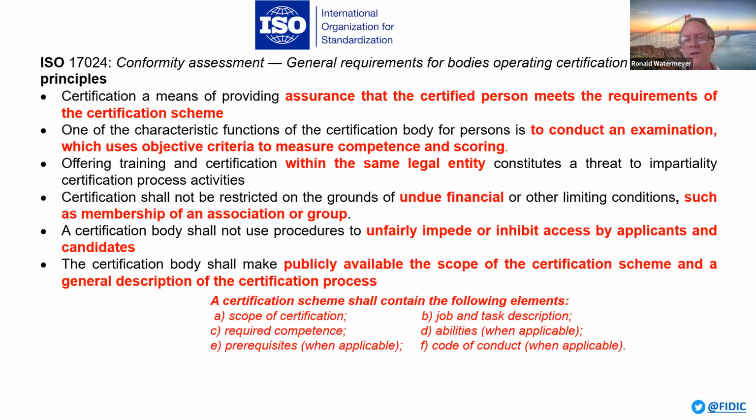Certification shall not be restricted on the grounds of undue financial or other limiting conditions or membership of an association or group. The certification body does not use procedures to unfairly inhibit or provide access by participants, applicants, and candidates. So it's not an elite old boys club. And the certification body shall make publicly available the scope of the certification scheme and a general description of the certification process. And that's where it's got the scope of certification, required competence, prerequisites, job and task description, abilities, and code of conduct.